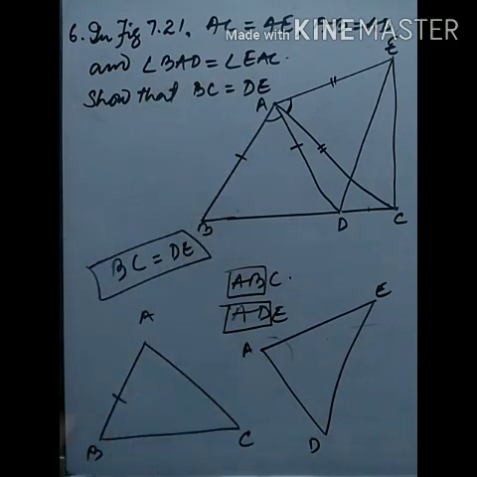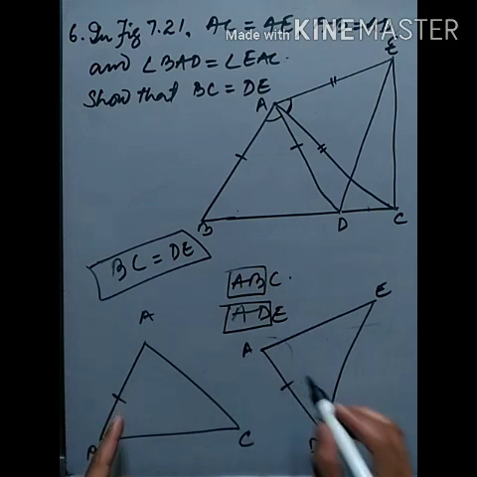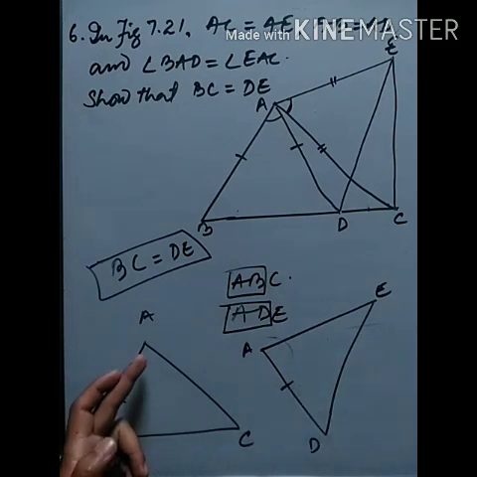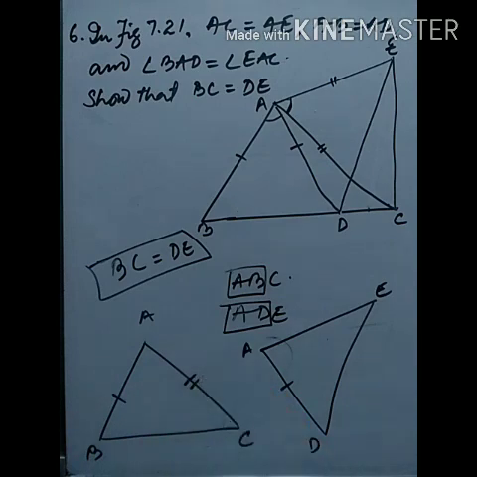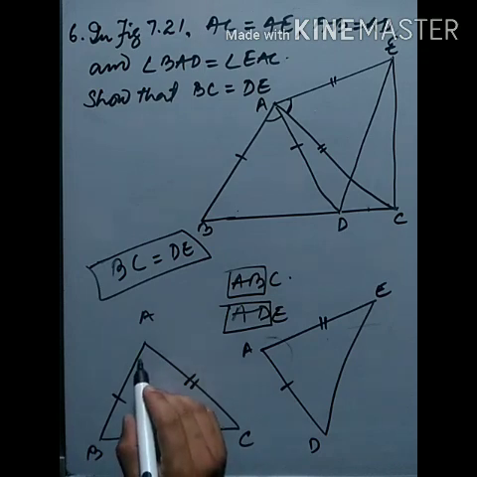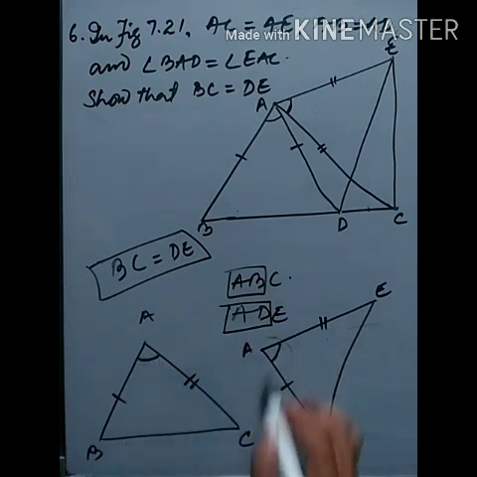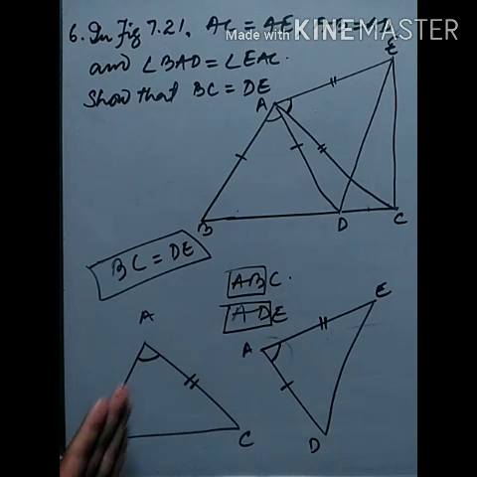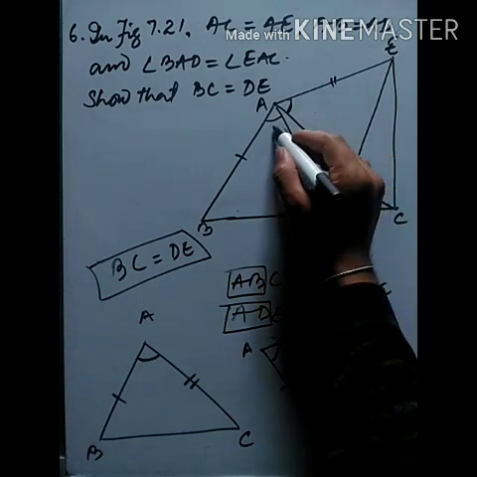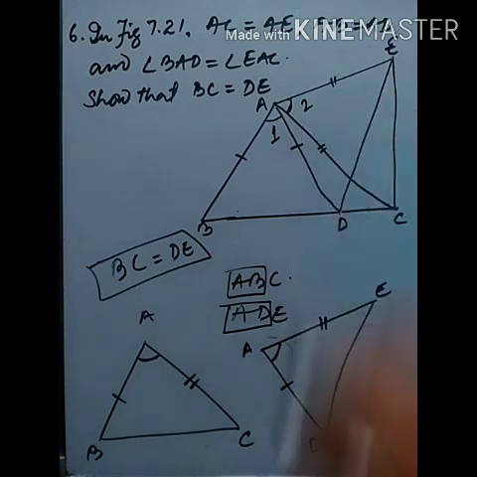So let us mark one by one. AB is equal to AD. Okay, so these two sides are equal. Next we have AC is equal to AE. Okay, AB equal to AD, AC equal to AE. But if we are able to prove this angle is equal to this angle, then we can prove that by side angle side congruency rule, these two triangles are congruent. Okay, now let's see, is there any way? Okay, I'll call this angle 1 and this angle 2.